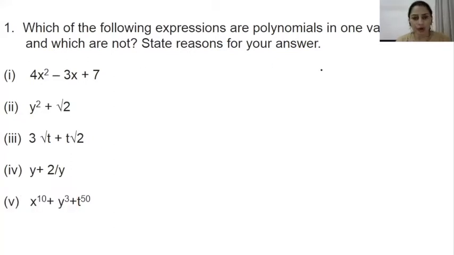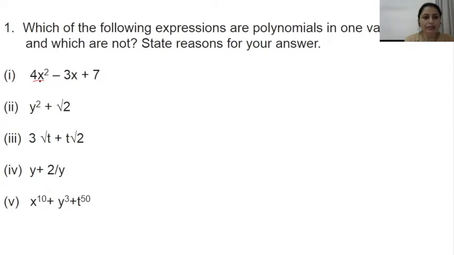First, what is a polynomial? We already discussed polynomials and the different types of polynomials. Those who missed can view the link in the description box. Now, to find out a polynomial, we need variables, constants, and the exponents must be non-negative integers, that is, whole numbers.